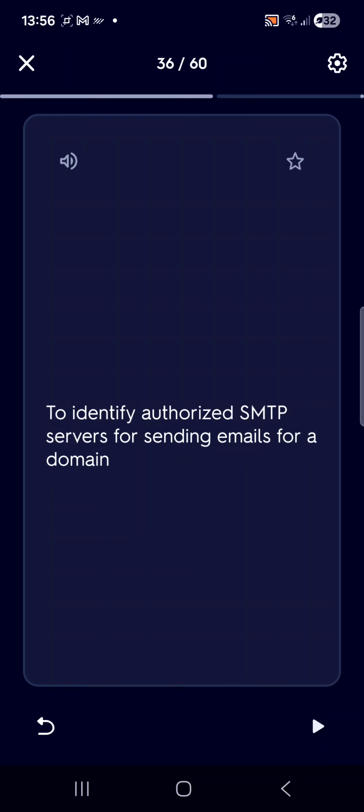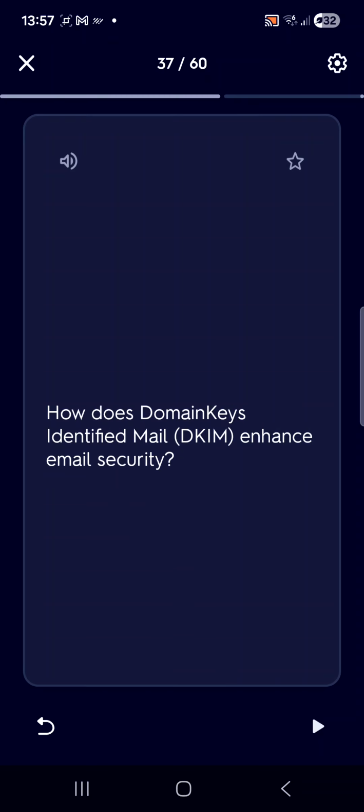What does SMTP stand for? It stands for Simple Mail Transfer Protocol. To identify the authorized Simple Mail Transfer Protocol servers for sending emails for a domain.